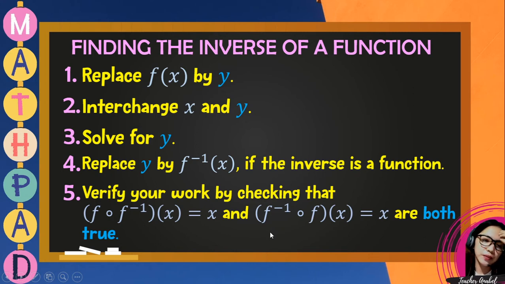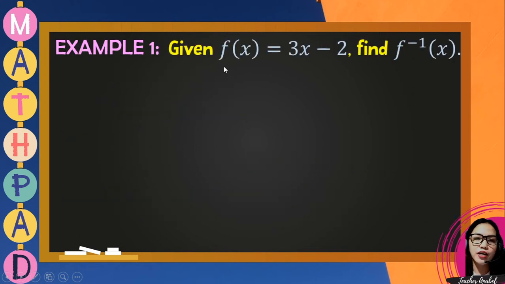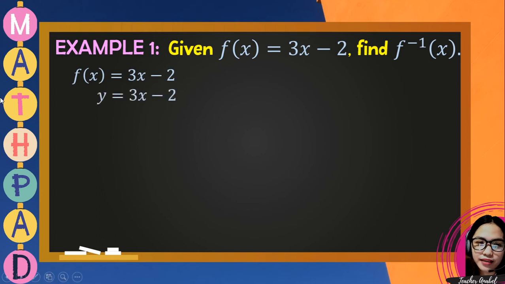Diba? So, let us have an example. Given f of x is equal to 3x minus 2, find the inverse of f of x. As you can see, this function, binigay na natin siya sa review kanina. But let us see kung talagang lalabas yung nakita natin na inverse niya. So, first step, we have to replace f of x by y. Diba? Pinalitan natin ng y dito. Next, interchange x and y. So, yung y dito, gagawin natin x, and then yung x, ginawa natin y.